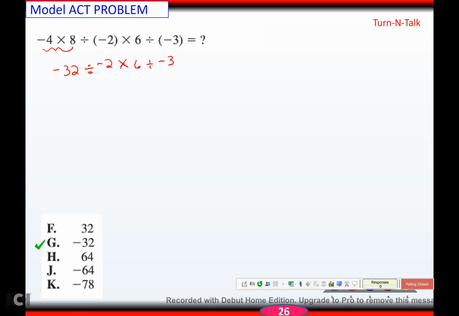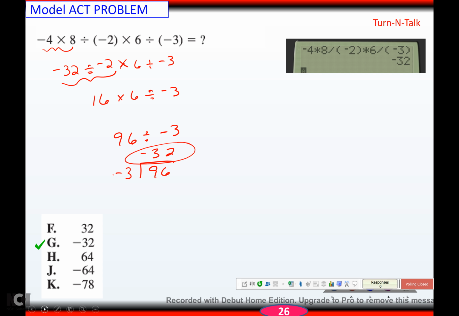Doesn't mean you multiply before you divide. It means you multiply and divide in order from left to right. So in order would be divide next. And that's going to be a positive 16. And then you do 16 times 6, 96, divided by a negative 3. 96 divided by negative 3 goes 32 times. Positive divided by negative is a negative. Or, type it in the calculator.